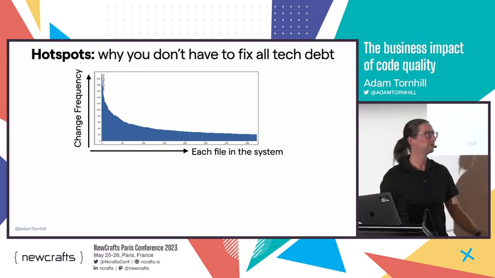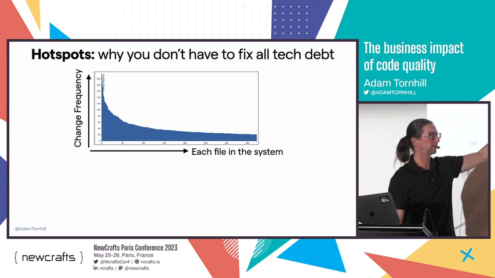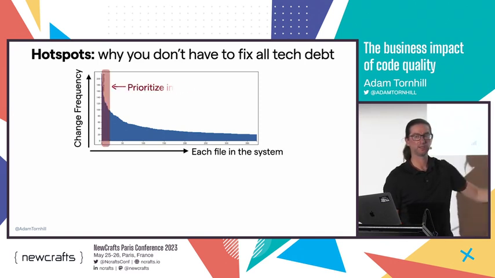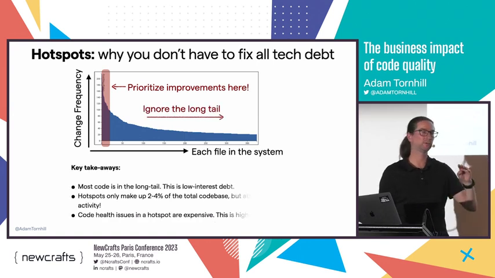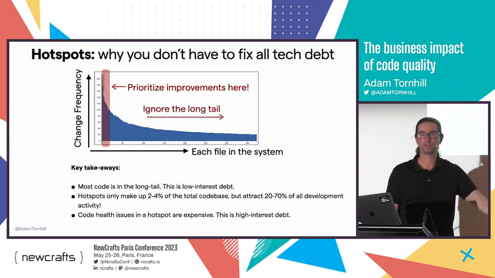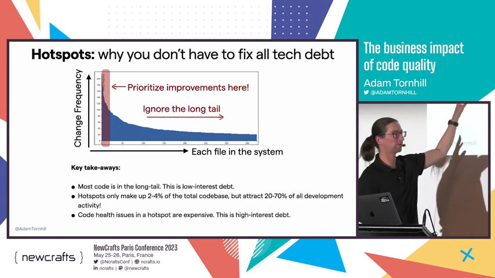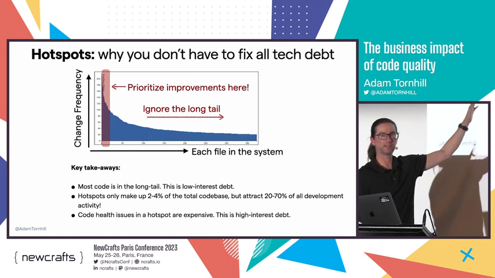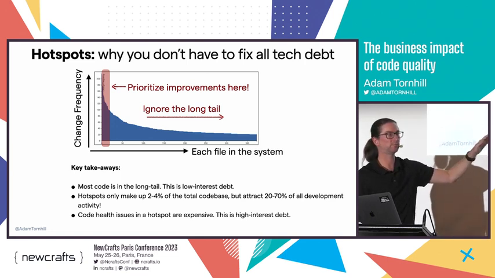And it's good for us, because this is why we can make technical debt payments that actually carry meaning and impact. Because as we see here, most code is going to be in the long tail, the low interest part, whereas most of our development effort is in a very small part of the code base. And that's the part of the code base where we really want to make sure that we keep the code as healthy as possible.